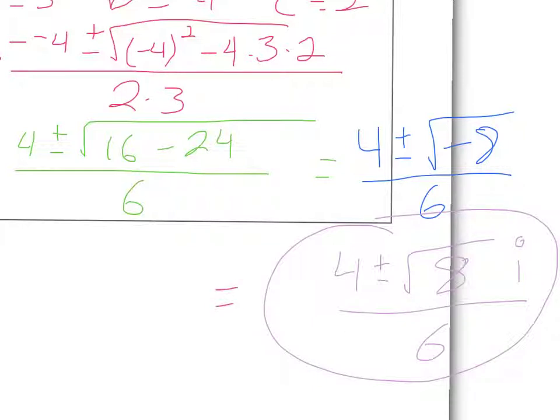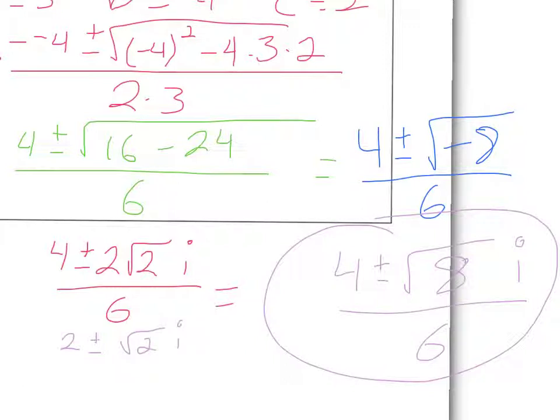The square root of 8 can be reduced into 2 square roots of 2, so you'd get 4 plus or minus 2 square roots of 2 times i all over 6. Now I have a bunch of stuff that's even that I can reduce, and I get 2 plus or minus root 2 i all over 3. This would be the most reduced form of this problem, but you do not need to go that far.